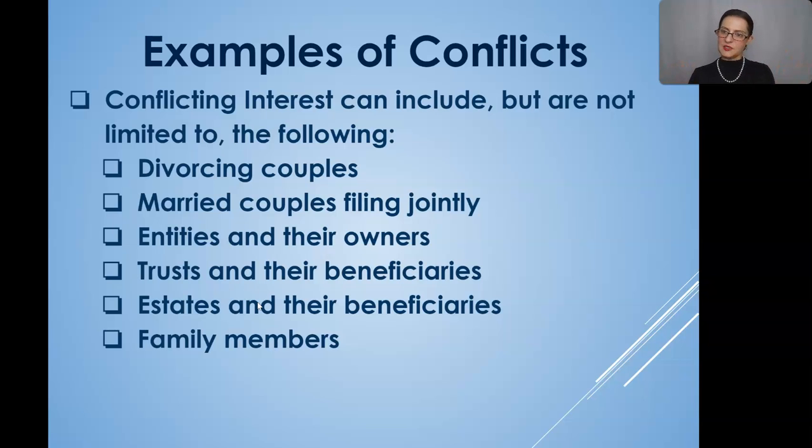Often when someone dies, especially if they have money, cash, or other assets like stock or real estate, the beneficiaries will start to argue with one another. And then you have a conflict there too. And then you can also have conflicts of interest between family members, even not necessarily spouses. Sometimes family members will run a business together and you'll have a conflict there.